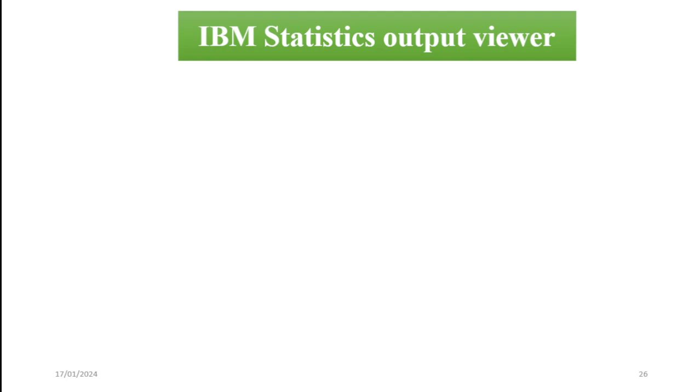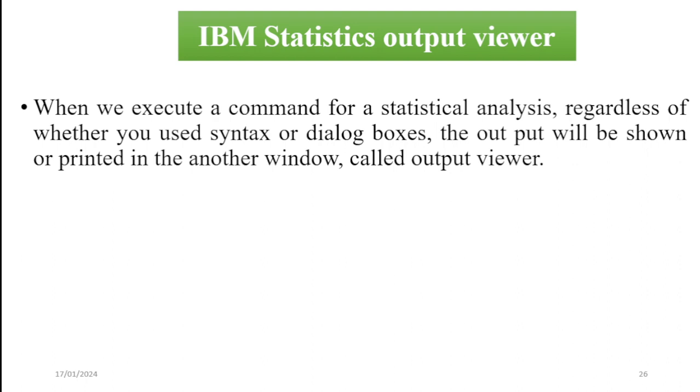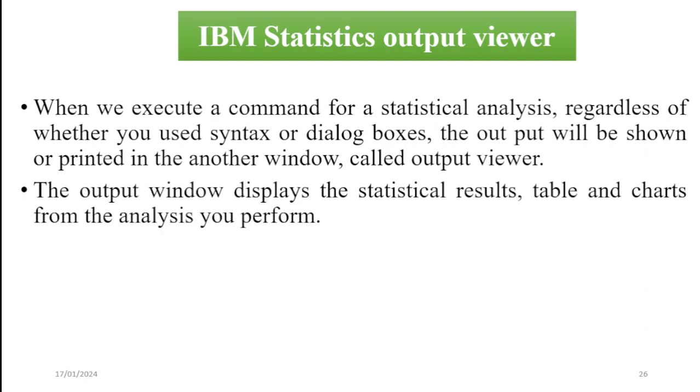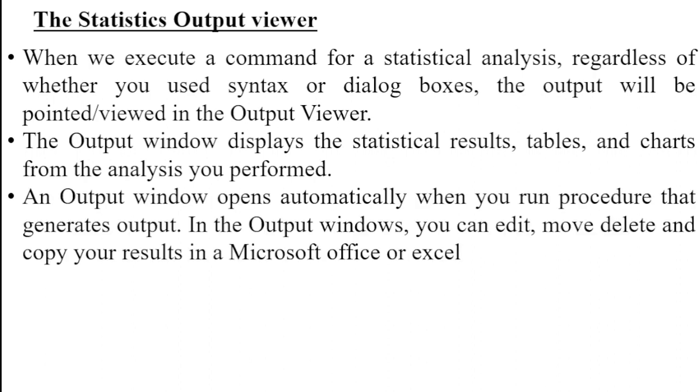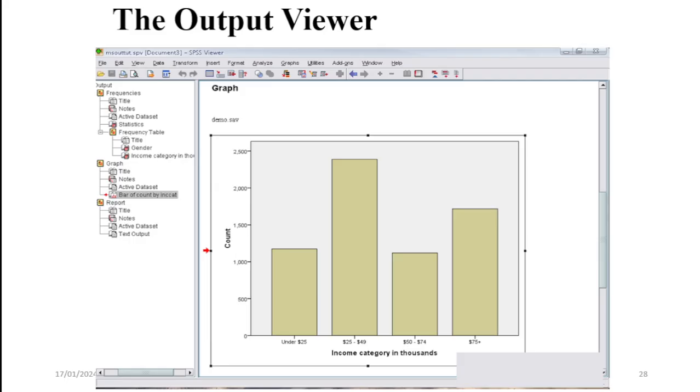In the IBM output viewer, when we give a command in SPSS, all the results of the command will be displayed in another window. This window is known as the output viewer. So output viewer means when we give a command to the software, all the results will be shown in the next window, that is called the output viewer. The output viewer window consists of the results. For example, when you give the command to generate a bar diagram or histogram, this type of window will appear, this is the output viewer.